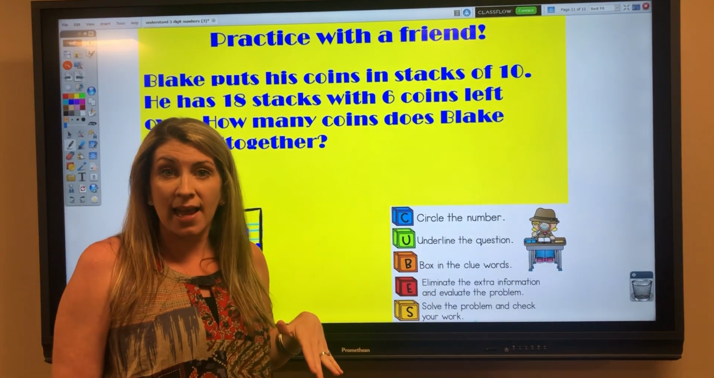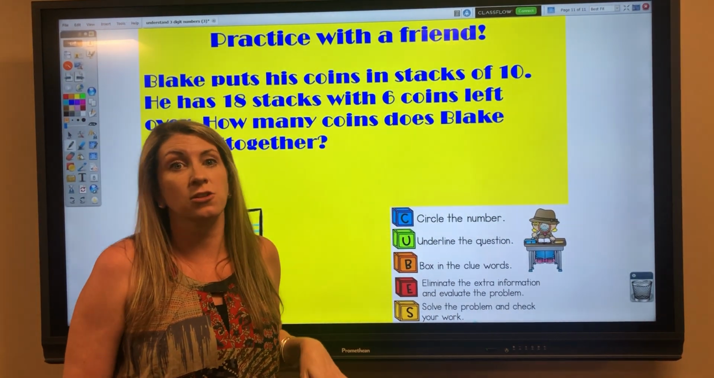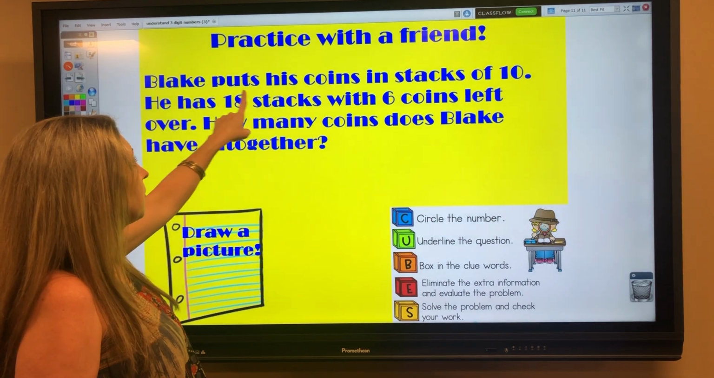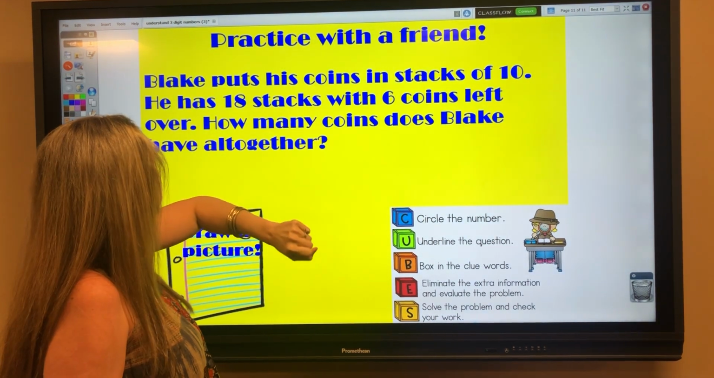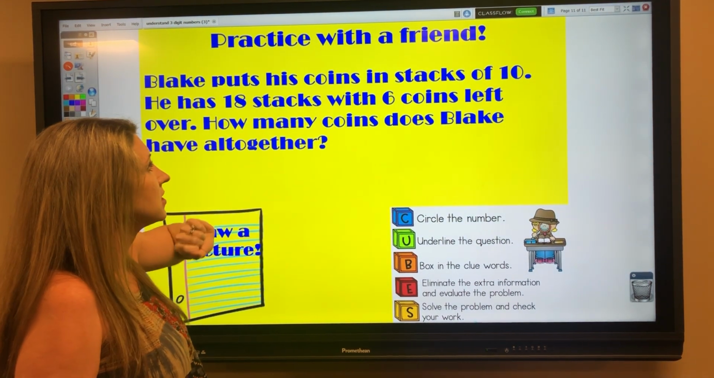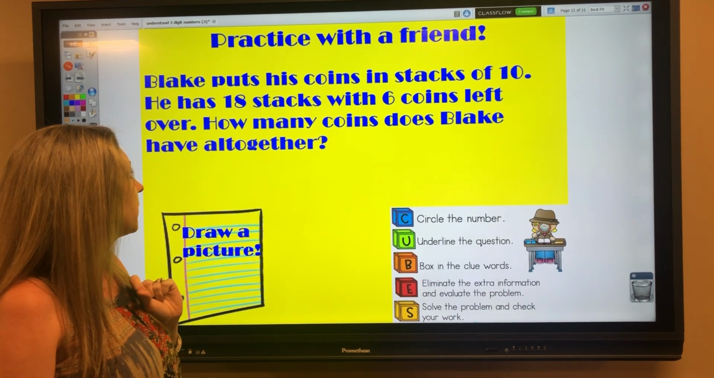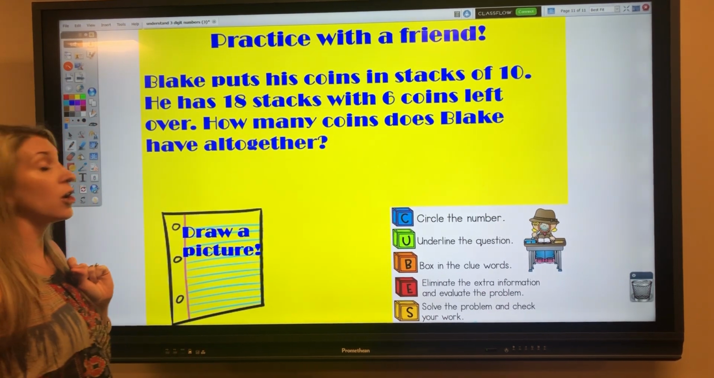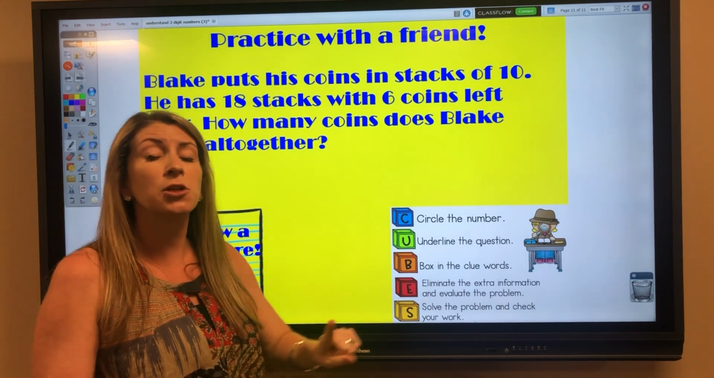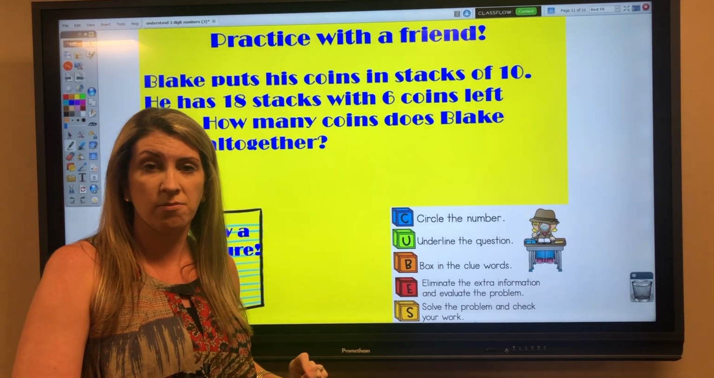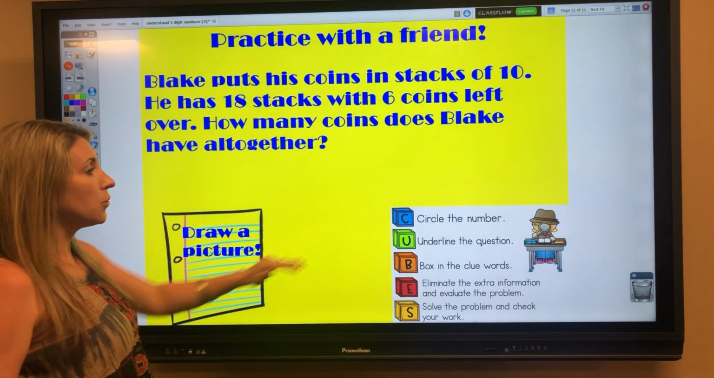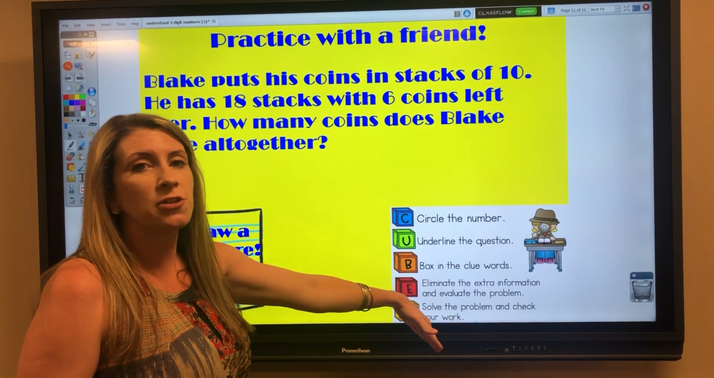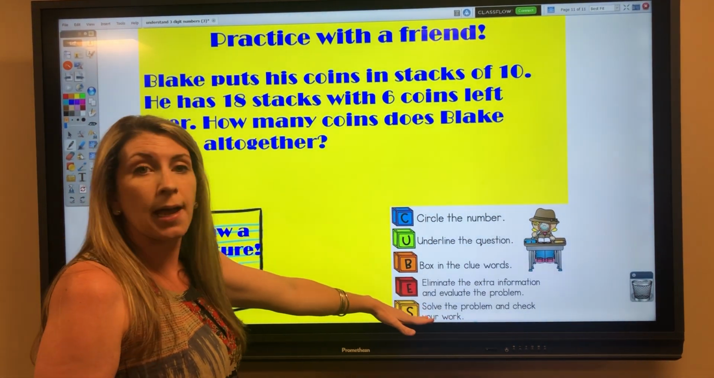Okay guys, so hopefully you've had enough time to solve our problem either with a friend or by yourself. So let's take a moment now to make sure that you have the answer correct. If Blake puts his coins in stacks of 10, he has 18 stacks with 6 coins left over. How many coins does Blake have altogether? This is very similar to the one that Ms. Gall just did with you.